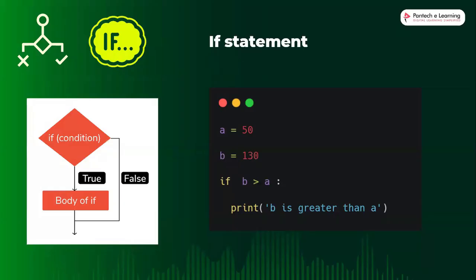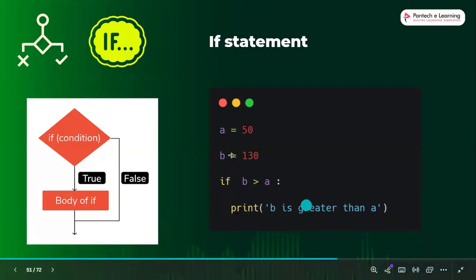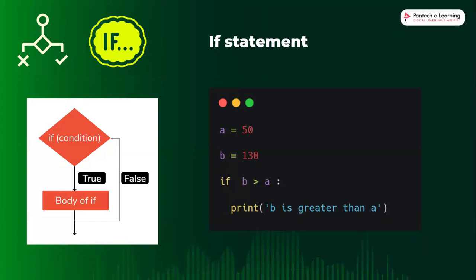Once the condition is true, the if body will be executed. That means the print statement inside the if will be executed. If the condition is false, it goes to the outer layer and there is no output. Okay, so look at the program. There are two values: A is 15 and B is 130. So we create one condition. Here, if is the keyword for our conditional statement, and B greater than A is the condition.